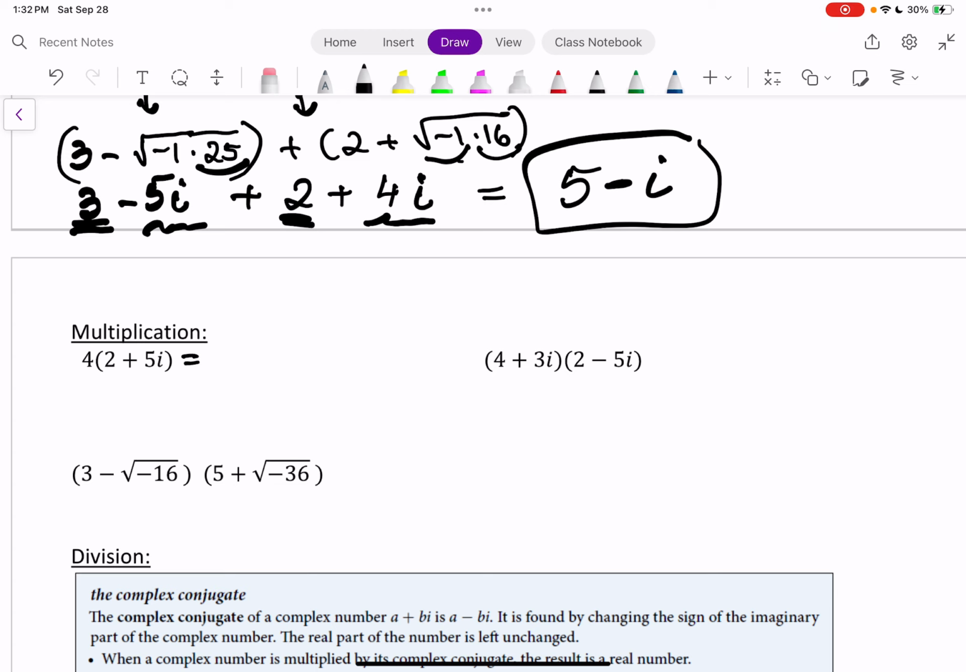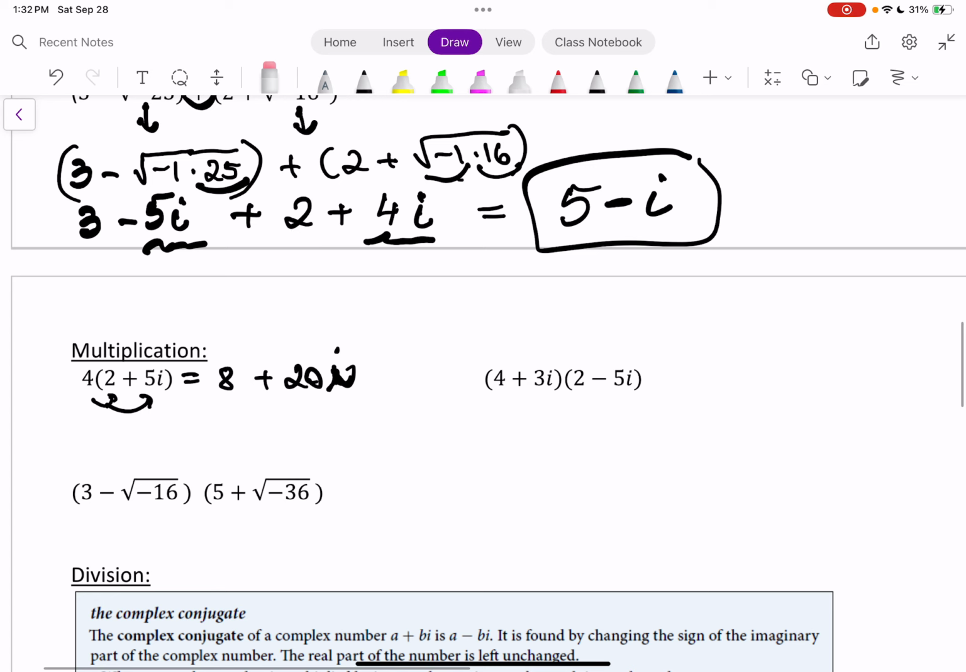The first one is easy. All I'm going to do is obviously just distribute the 4. So it very much looks just like that i might be an x, but it's not really a variable. It's a letter, but it doesn't stand in for an unknown quantity. That letter stands in for the value of the square root of negative 1. Okay. However, this is it. That's the answer. Nothing more we can do. There are no like terms, so no real parts to be added together, right? Imaginary parts to be added together.